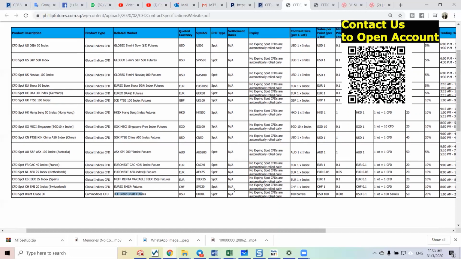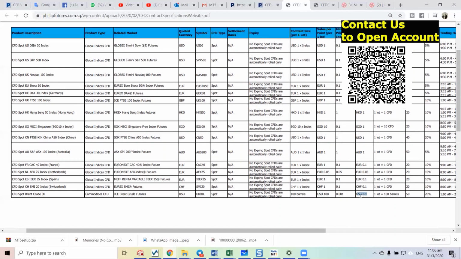Everybody needs to know that the contract is 100 barrels, and the value per point per one lot is $100. The minimum price increment is 0.001, so the value per tick is 10 cents, US dollar.